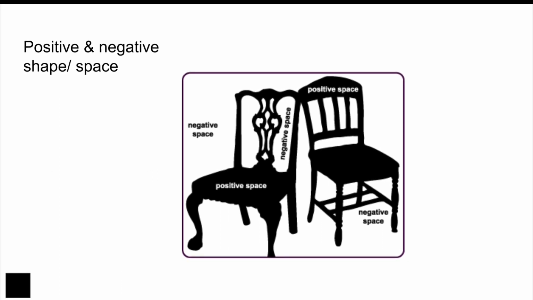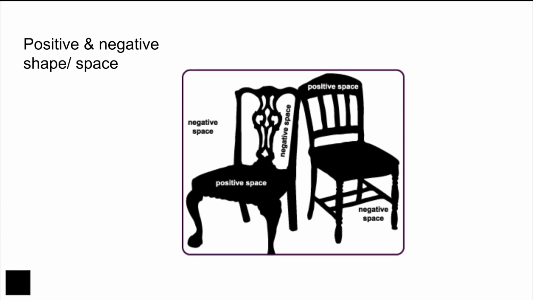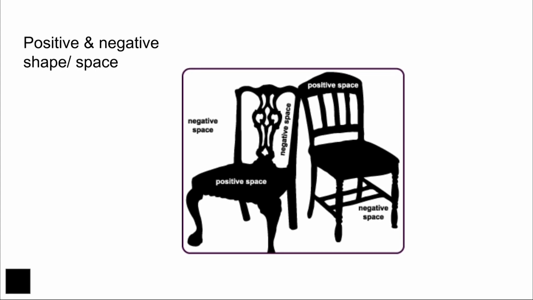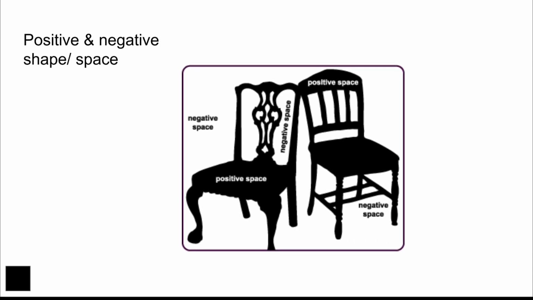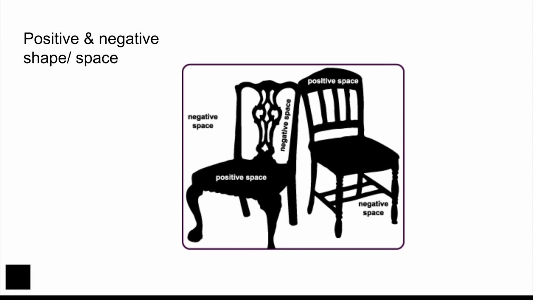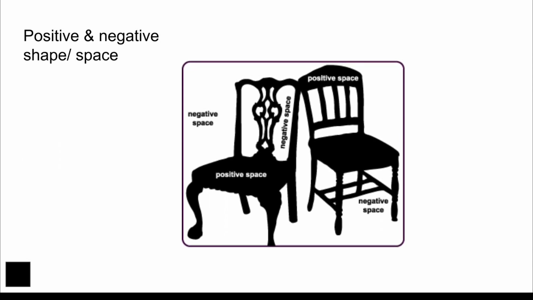If you were starting to move the black space around or the black color around and kind of diluting this image, you would not be able to tell that these are chairs. So that is what makes the idea of positive and negative space or shape so important, is the way that they interact with each other to complete a picture or an image.